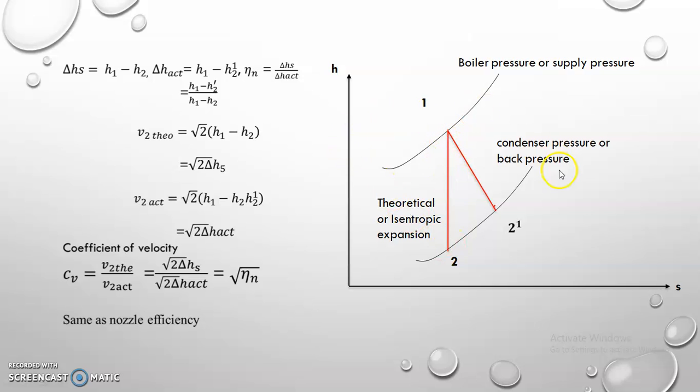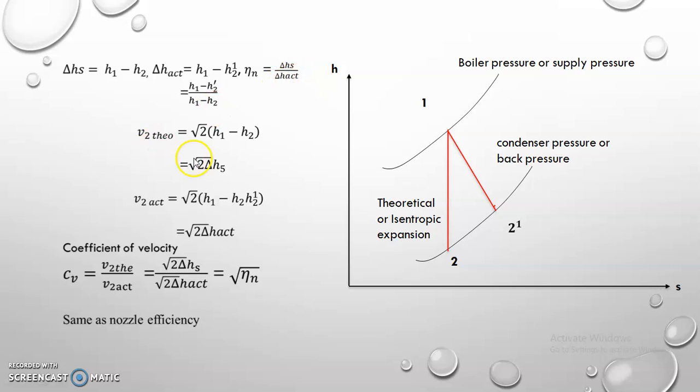From here there is a saturation line. Below the saturation line is wet steam. Above the saturation line is superheated steam. From that, based upon the isentropic condition, del Hs is equal to H1 minus H2. Del H actual is equal to H1 minus H2 dash, the actual condition. Finally, we find the nozzle efficiency is equal to del Hs by del H actual.